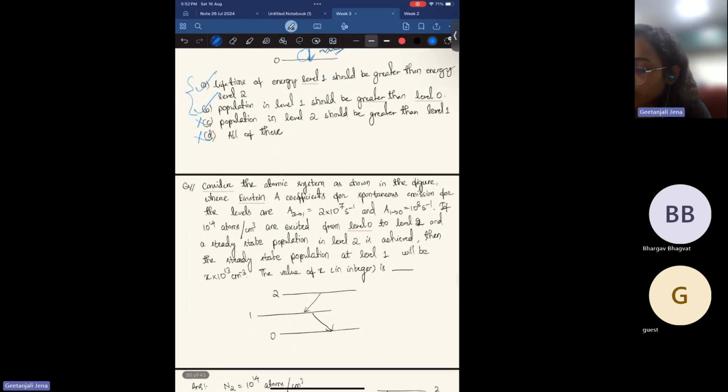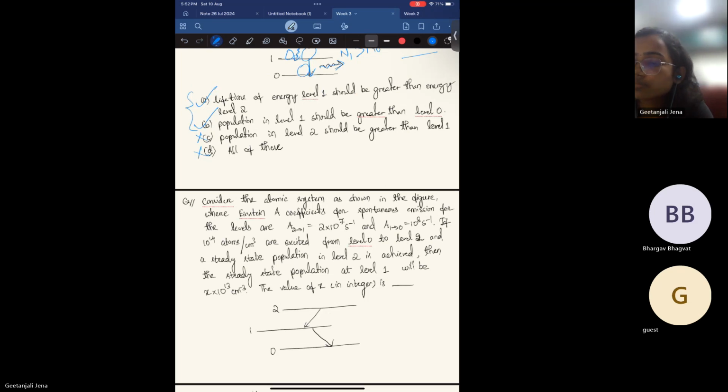So this is conceptual based. Let us move to the next problem. So the next one is: consider the atomic system shown in the figure, where the Einstein A coefficient for spontaneous emission for the levels, A21 is this and A10 is this. And if 10 to the power 14 atoms per centimeter cube are excited from level 0 to level 2. So we are exciting this many atoms per unit volume from level 0 to 2, that is from here to here, from 0 to 2. And a steady state population in level 2 is achieved.